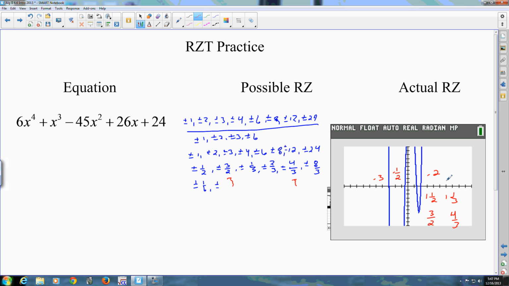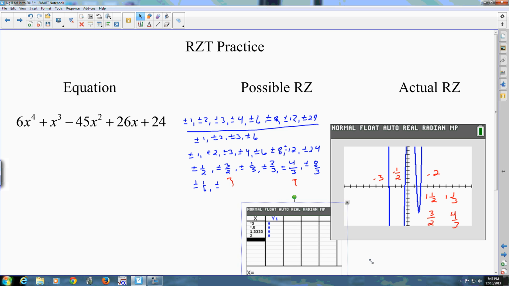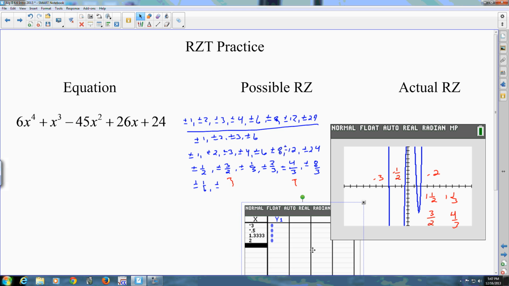So then -2. Then what you have to do is enter those values into your calculator, into the table, and see which one would work. 1.5 doesn't work. It's 1 1/3. I've already checked it. If you typed in 1.5, it's not going to come up with the right value for you. It's going to come up with something other than 0.